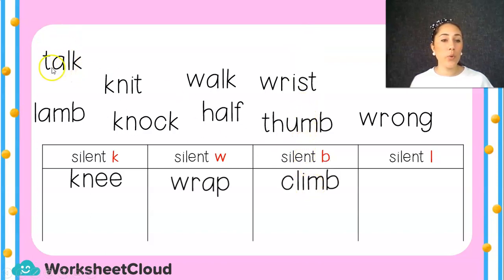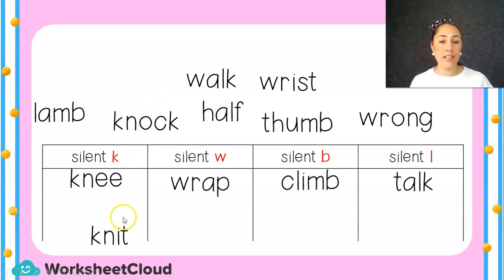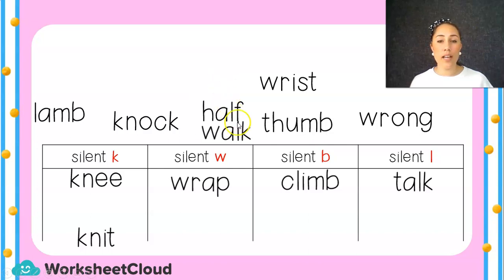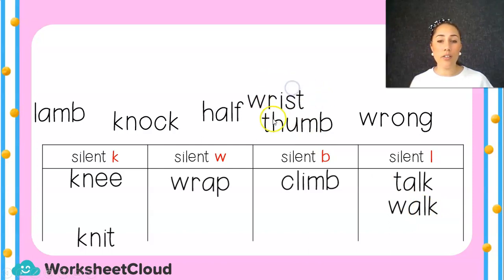Okay, our next word is the word talk. What do we see in there that we aren't saying? Which sound don't we say? The silent L, yes. We have the word talk in silent L. Our next one, knit. What don't we say in the word knit? Silent K, yes, let's move in there. And we have the word walk, and that rhymes with talk because it has a silent L. Wrist. What don't we say? The silent W.